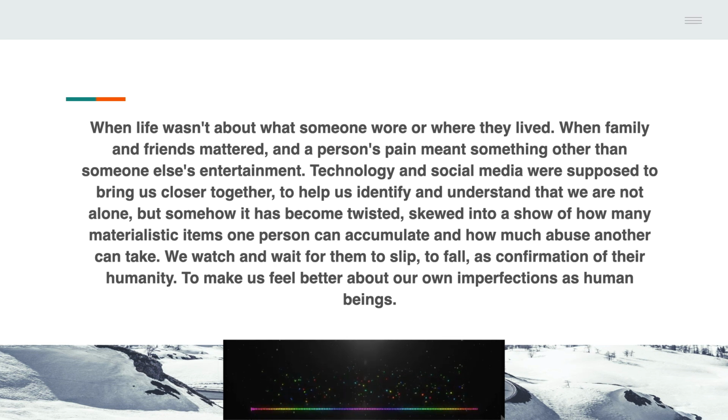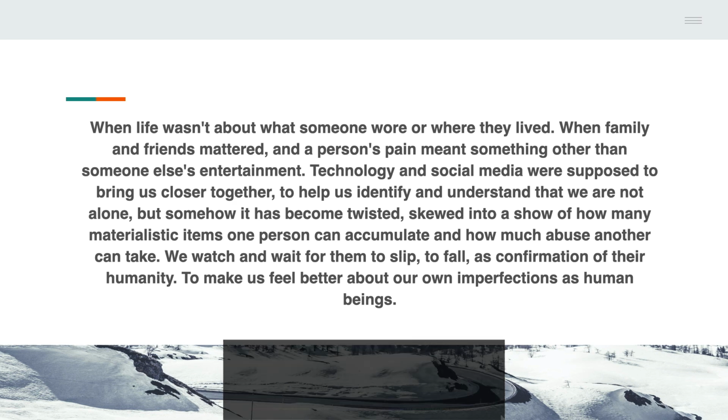Technology and social media were supposed to bring us closer together, to help us identify and understand that we are not alone. But somehow it has become twisted, skewed into a show of how many materialistic items one person can accumulate and how much abuse another can take. We watch and wait for them to slip, to fall, as confirmation of their humanity, to make us feel better about our own imperfections as human beings.